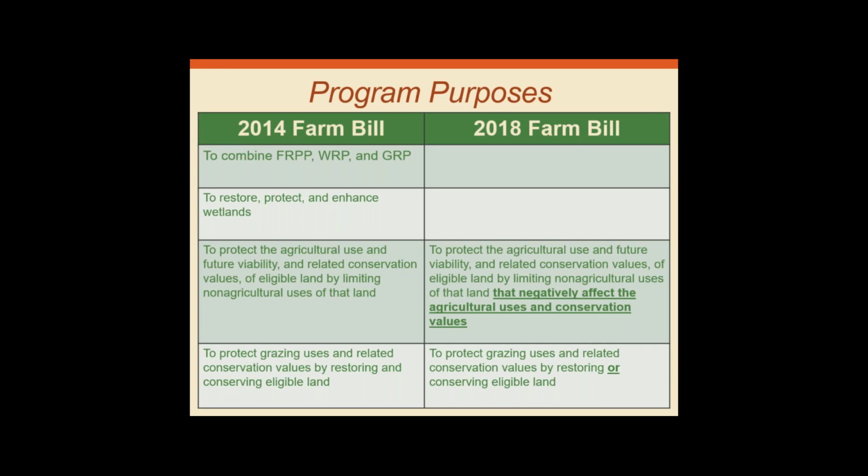So in places where you don't see anything in the right-hand box, that just means that there wasn't really a change from the previous language. So several of the program purposes remain the same. There is a change in the program purpose that relates to protecting agricultural land, and that is that non-agricultural uses that negatively affect agricultural uses and conservation values are now drawn out as being what needs to be limited to protect agricultural use. There's also a small change in the grazing uses language to indicate that the grazing land doesn't have to be restored and conserved. It can be restored or conserved.